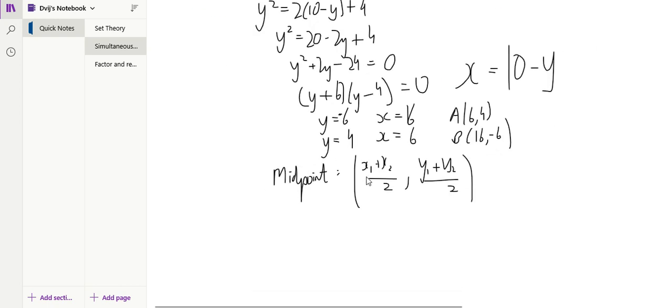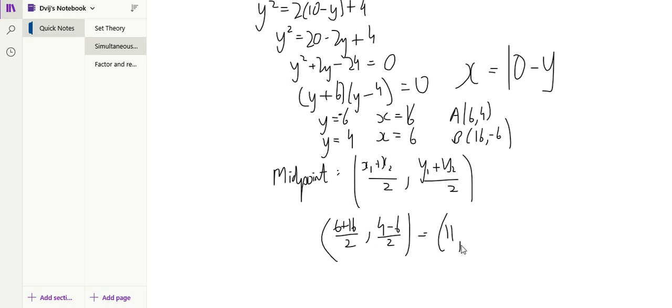So that's the reason we're finding the halfway point with (x1 plus x2) over 2, (y1 plus y2) over 2. And if we do that, we'll get (6 plus 16) over 2 and (4 minus 6) over 2, which is of course just going to be 11 and negative 1. And that's it, we're done.